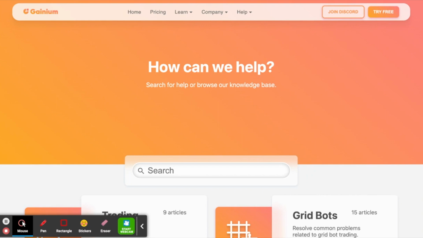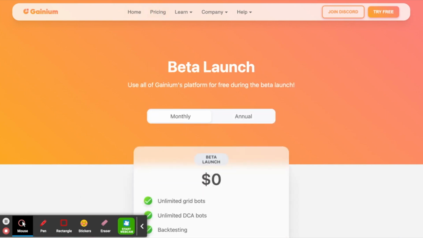Gainium IO. What I'm going to do today is walk you through some of the highlights on this platform and show you some ins and outs of what it looks like. When you first type in Gainium IO, it's got all different little sections up here. The big one that I like is the pricing.